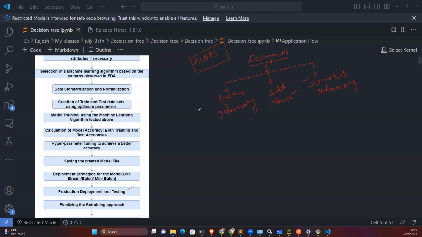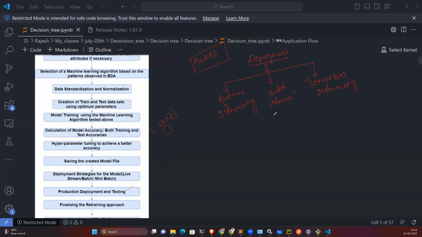Real-time inferencing means, let's suppose you have one machine. That machine is running 24/7, and whatever request comes to your machine, it gives the response. This is called real-time inference. Your machine will run 24/7.